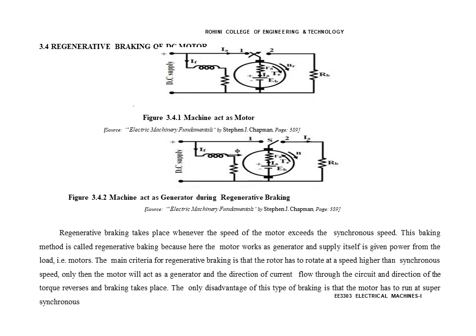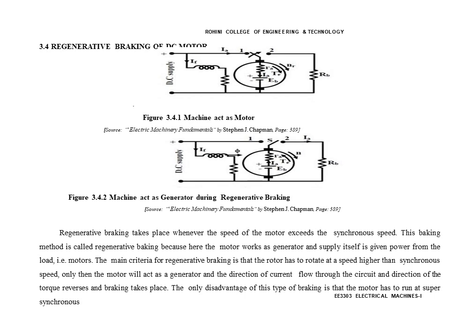The regenerative braking takes place whenever the speed of the motor exceeds the synchronous speed. This braking method is called regenerative braking because here the motor works as a generator and supplies power back to the source. The main criterion for regenerative braking is that the rotor has to rotate at a speed higher than the synchronous speed.